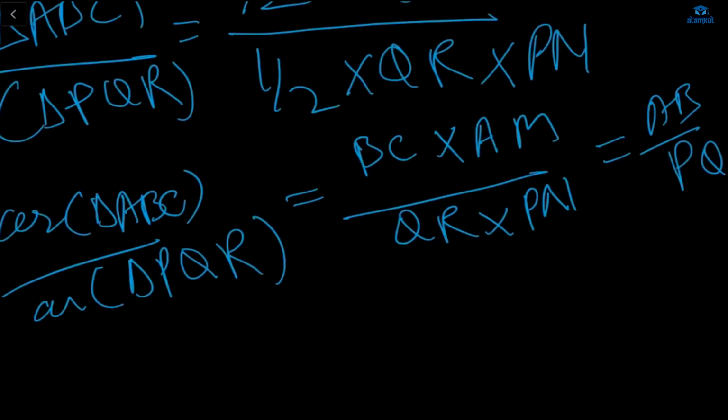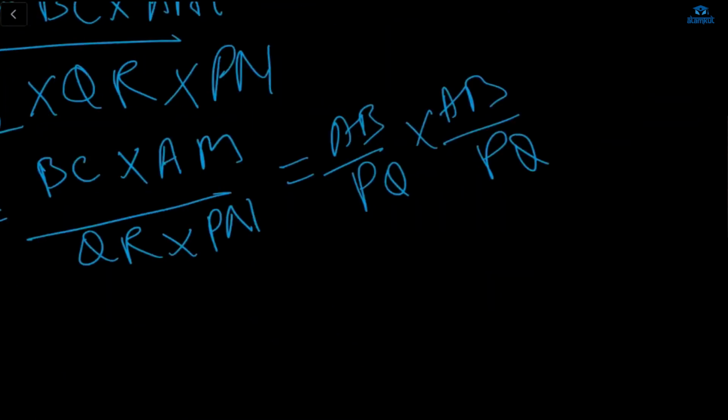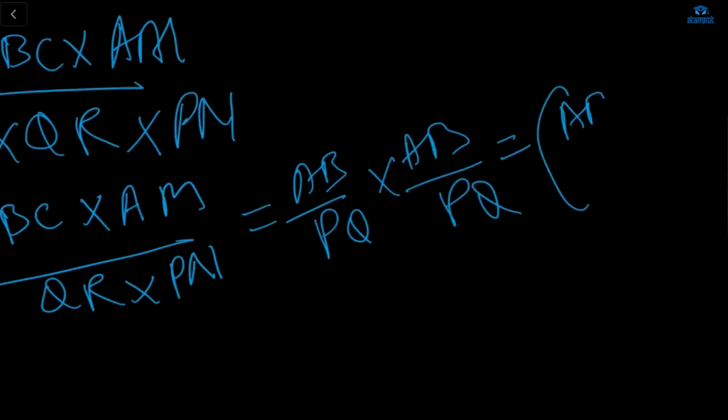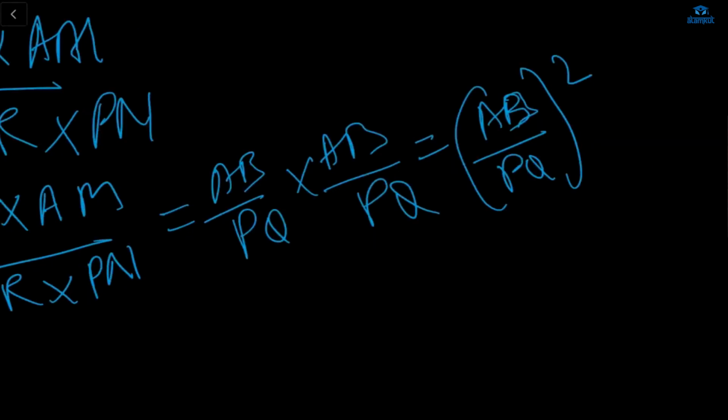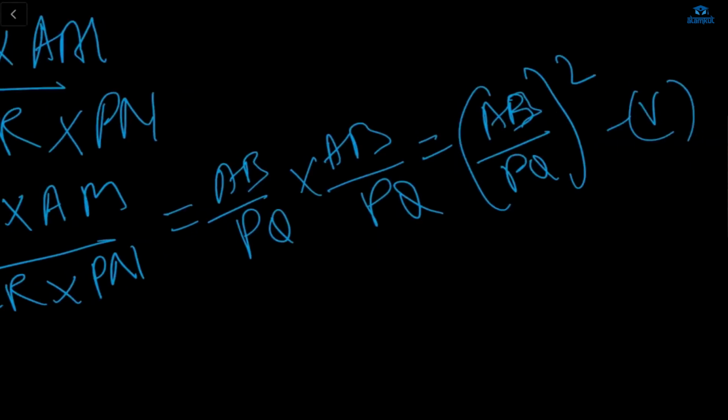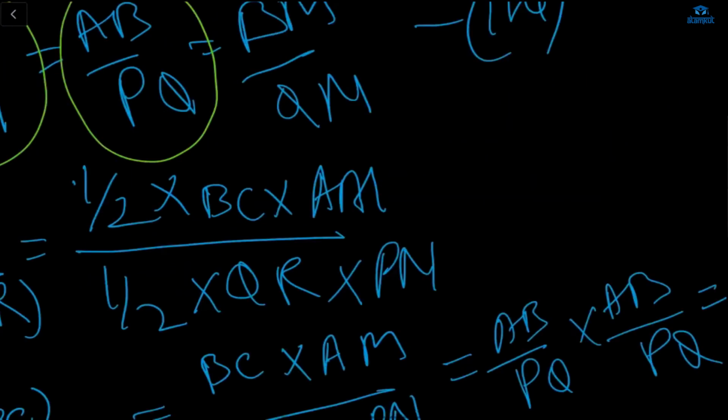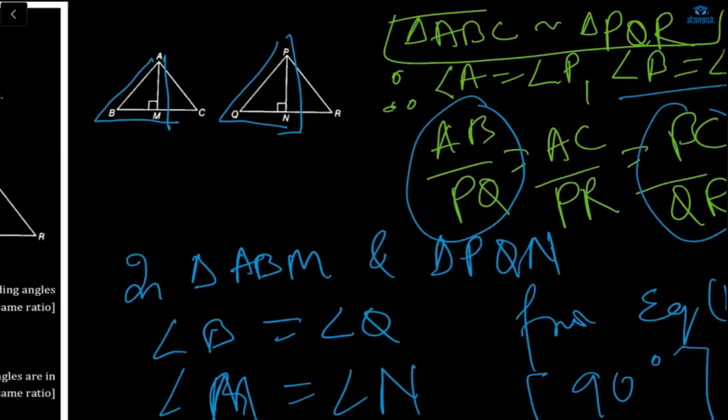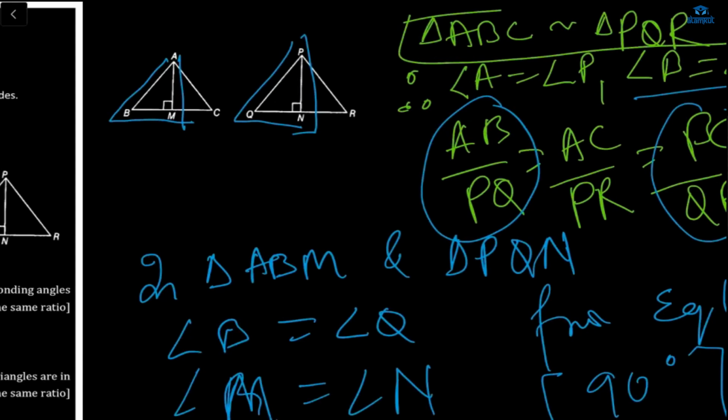So same thing we have done here, AB by PQ, so it can be AB by PQ whole square. Have you got? We have already proved it. So this is your third, fourth. And similarly, we have taken right now ABM and PQN. Similarly, you are going to take AMC and PNR, and then you will prove for the another side.